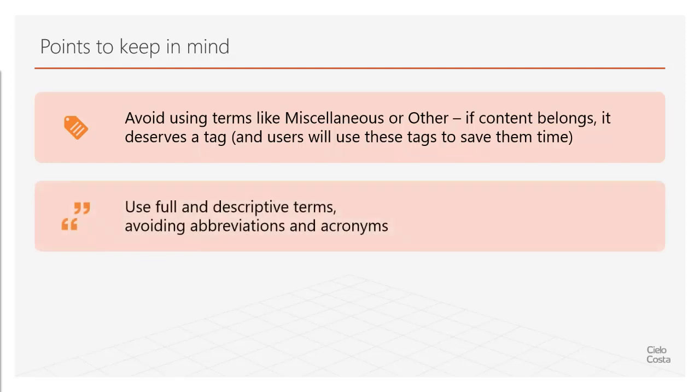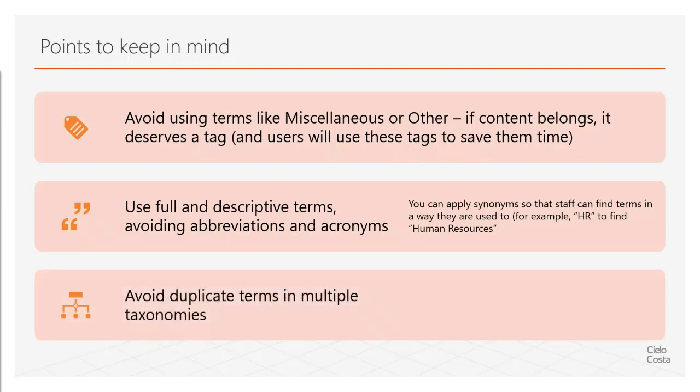Use full and descriptive terms for the master term that you're adding there. So use the full term, avoiding abbreviations and acronyms in that top level where possible, but apply synonyms so that HR brings back human resources rather than HR being the primary term. People might think that everyone knows what this abbreviation means, but that might be because they've worked for the company for years. Someone new coming in shouldn't need to learn this. They should be able to go in and find and then learn as they go because they've already found what they were after.